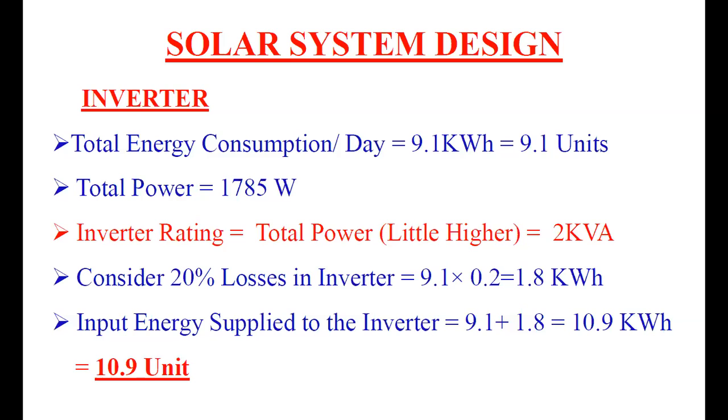So the input energy supplied to the inverter will be the total energy consumption plus losses. So 9.1, and we assume 20% losses, so 1.8 kWh will be the losses in the inverter. So the total input energy supplied to the inverter will be 10.9 kWh, or 10.9 units. So that is the first part.